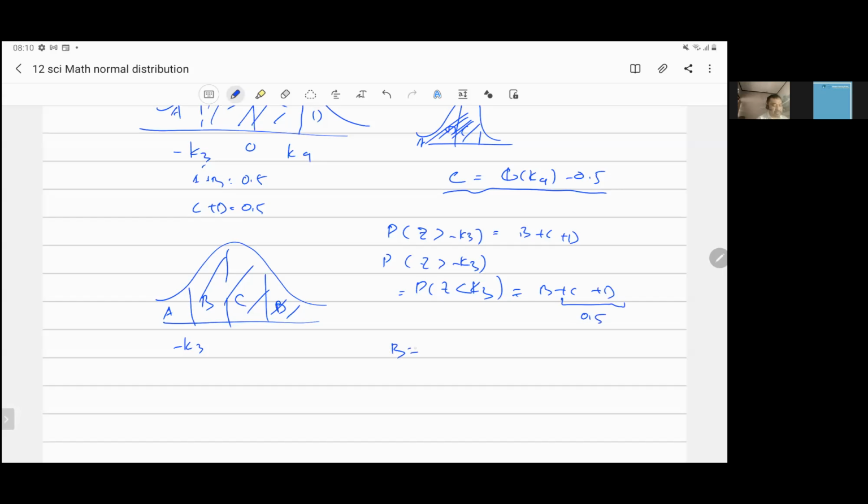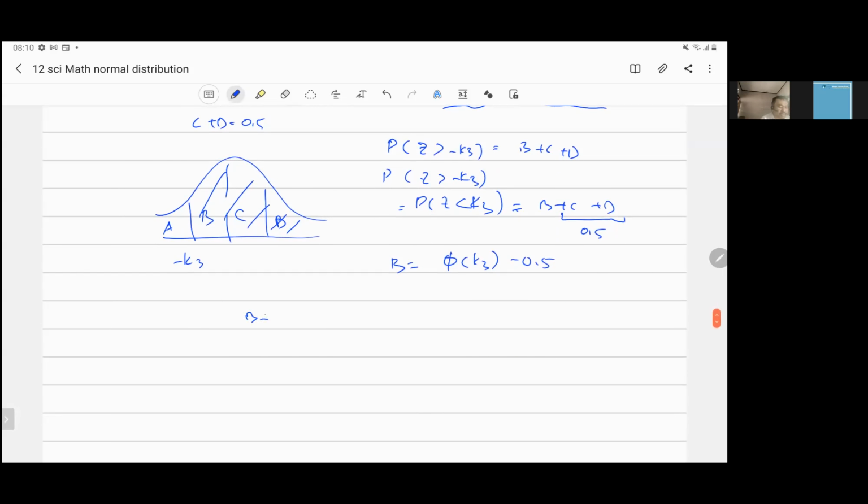So B is phi of K3 minus 0.5. The area we want to find out is B plus C. So B plus C is phi of K4 minus 0.5 plus phi of K3 minus 0.5. So that's going to be phi of K4 plus phi of K3 minus 1.